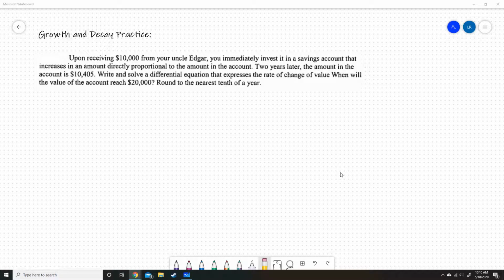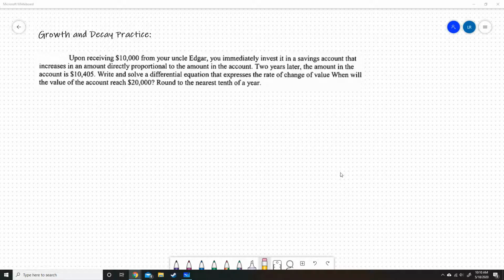All right, we are going to do a growth and decay practice problem here. And this problem might look familiar from Algebra 2. It might look familiar from pre-calc when we did exponential growth and decay. But we're going to look at this from the calculus side of it.